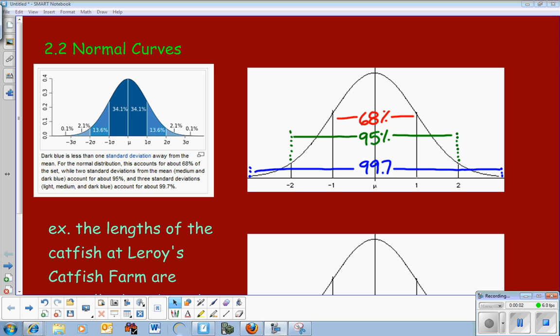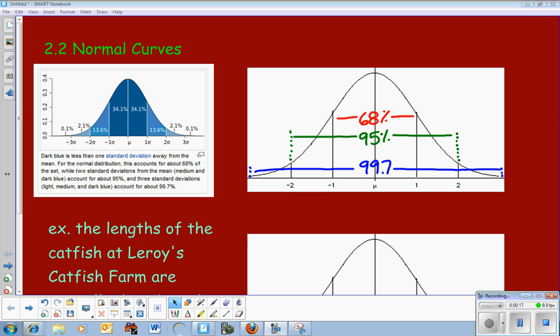All right, 2-2. The topic of the day is normal curves. Big idea for us in this class. We're going to do some straightforward normal curve stuff early on right now, but our entire second semester is based on normal curves, so let's do it.